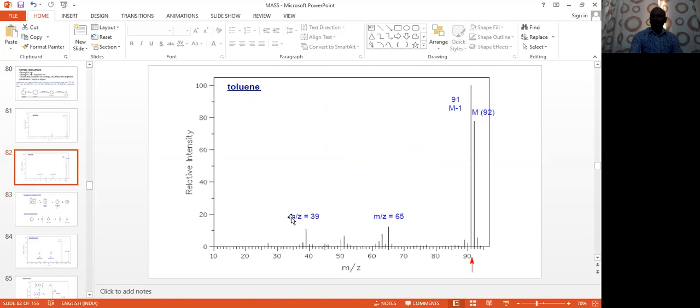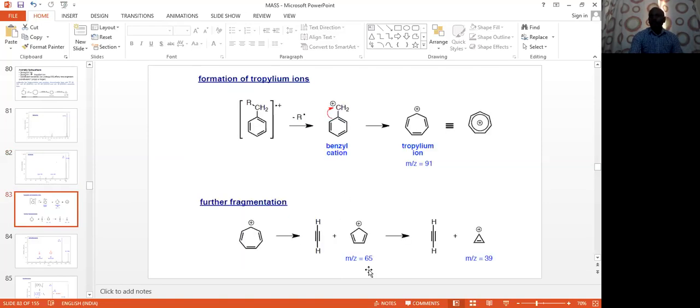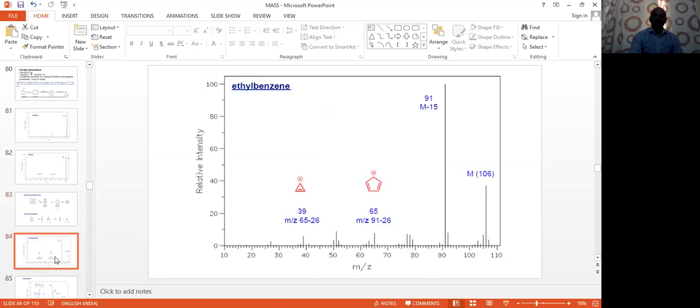In substituted benzenes, you have other less abundant peaks, M by Z value 65 and M by Z value 39, and that's how you account for all those peaks. M by Z value 65 is because of the loss of acetylene from the tropylium ion, and then M by Z value 39 is another loss of acetylene, the cyclopentanium ion. So this is how you account for all the peaks present in the mass spectrum of alkyl substituted benzenes.